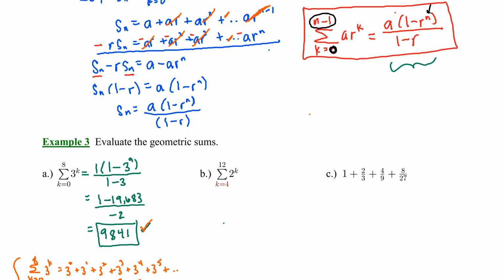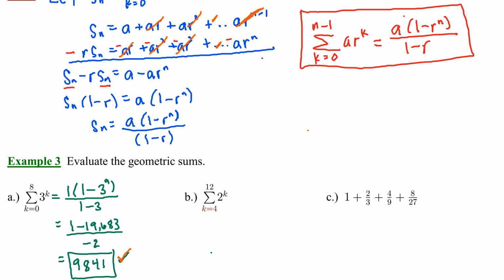Let's practice the same formula on the next example. We have the sum from k equals 4 to 12 of 2 to the k. Because of my exponential expression here, we know this is a geometric series, so this formula applies. But notice my lower limit of summation here is 4, not 0. In order for our formula to work, the lower limit of summation must be 0. So I need to rewrite this series starting with the lower index of 0.